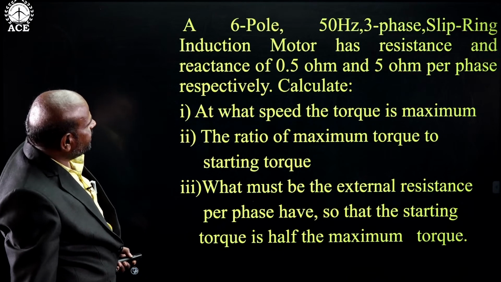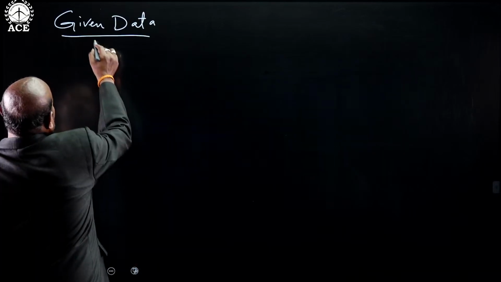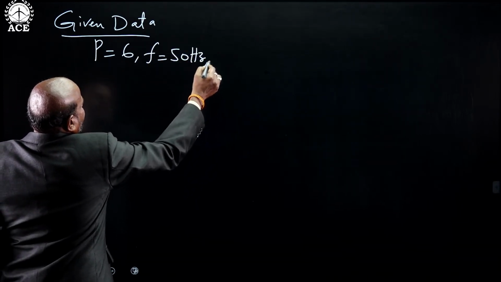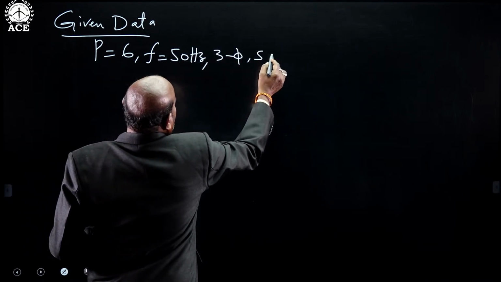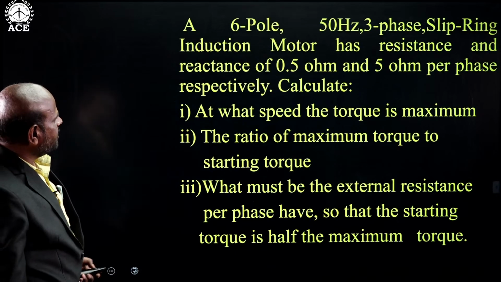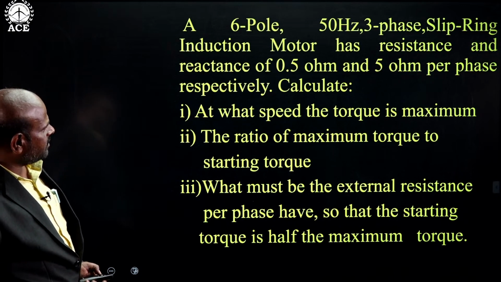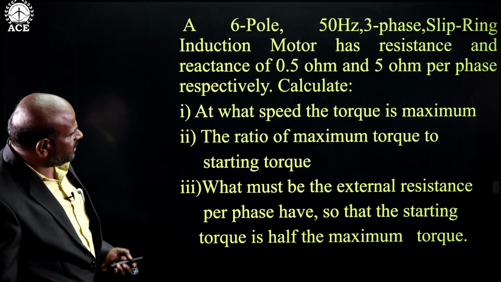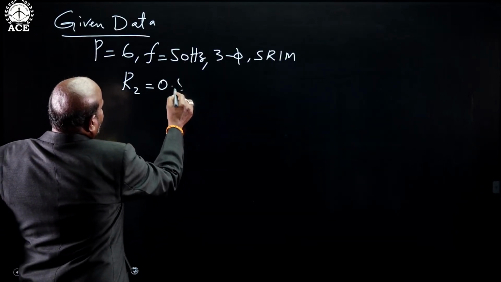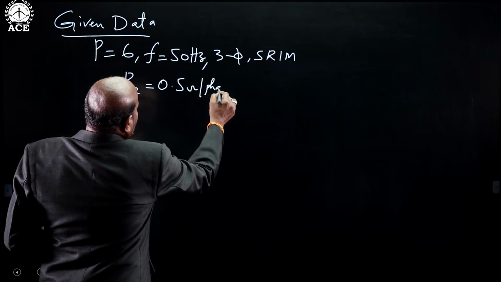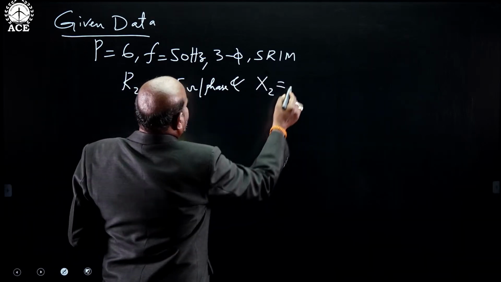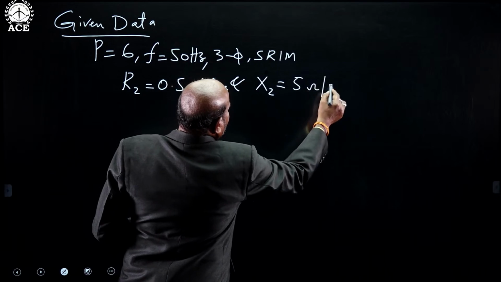A 6-pole, 50 Hz, 3-phase slip ring induction motor. Number of poles is given as 6, frequency 50 Hz. The rotor resistance and rotor reactance are given: R2 is 0.5 ohm per phase and X2 is 5 ohm per phase.